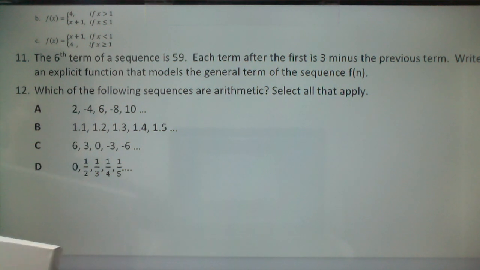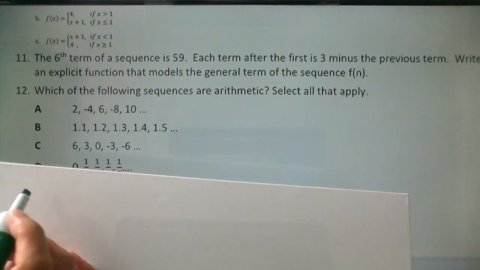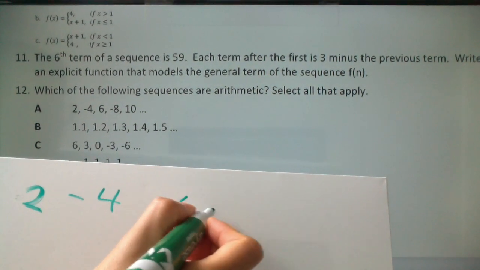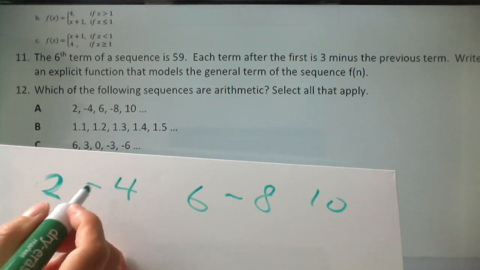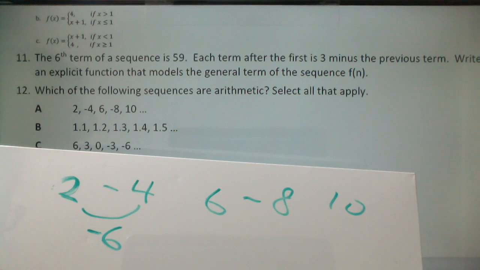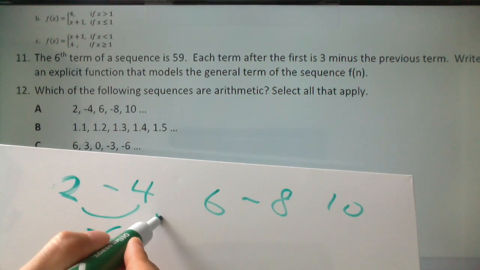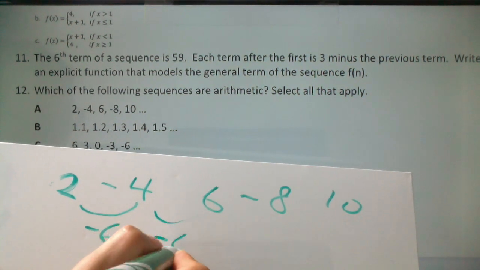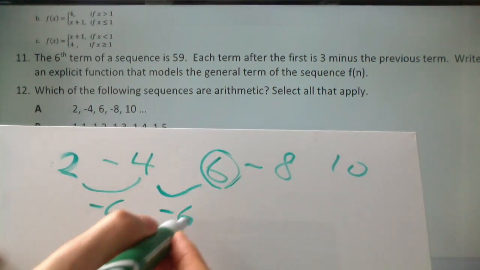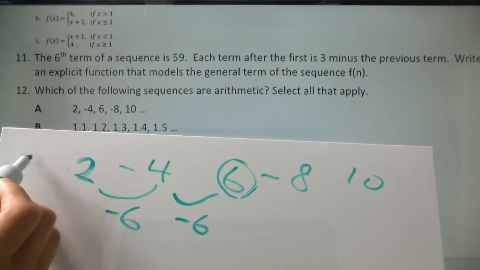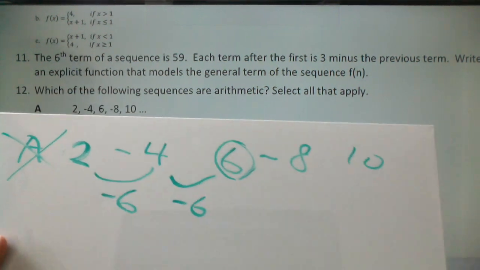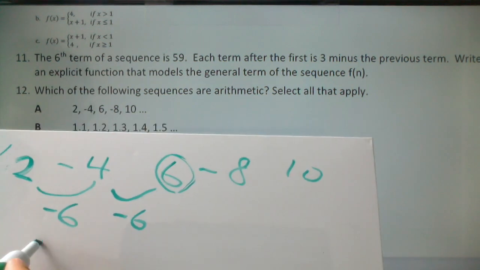So let's look at number 1. Here, 2, -4, 6, -8, 10. Between terms, I have to add -6, then apply the next one, -6. Wow, you cannot find the 6 after, right? So A is not arithmetic. A is not.